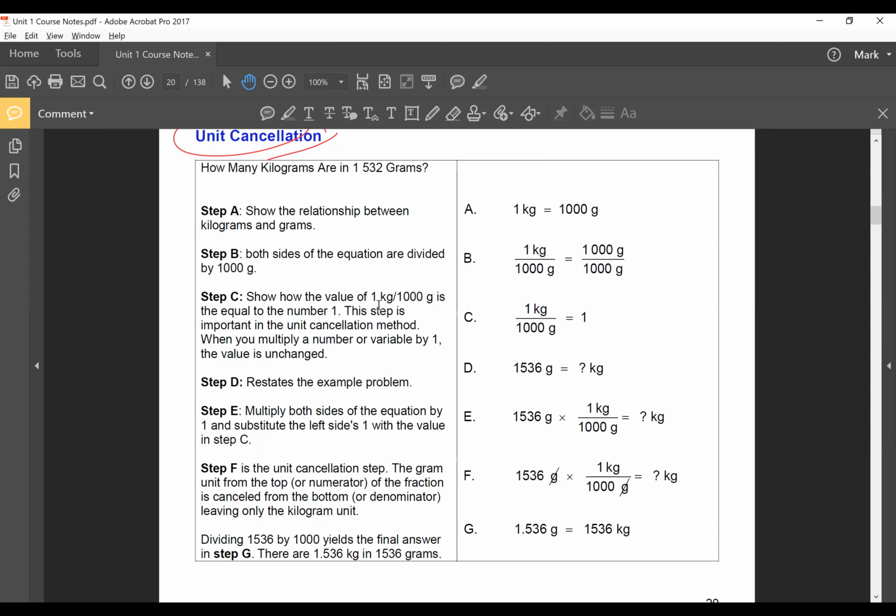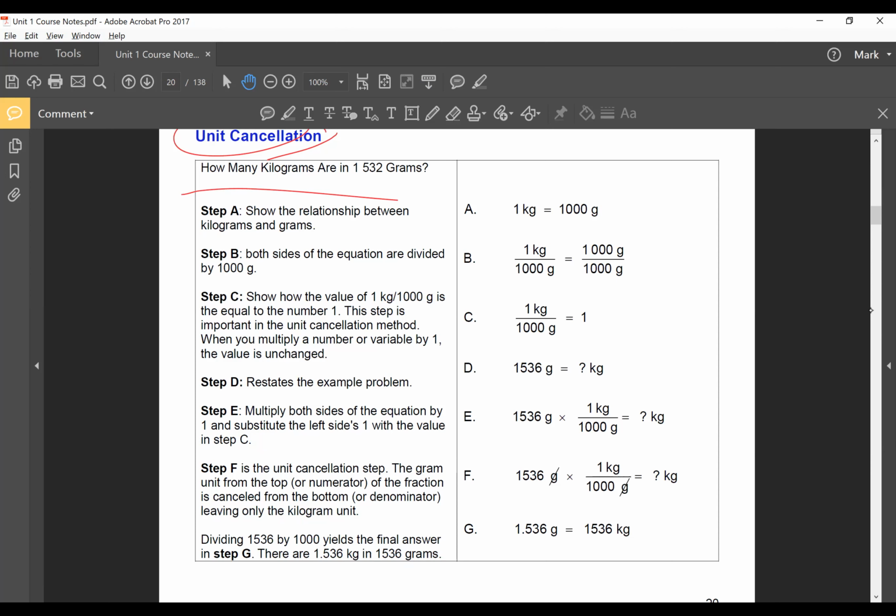Step A, consider the relationship between your numbers. So the original question at the top of this is, how many kilograms are in 1,500 grams? First thing you do, think about how many kilograms are equivalent to grams, or what's the relationship? So I know that 1 kilogram is 1,000 grams.